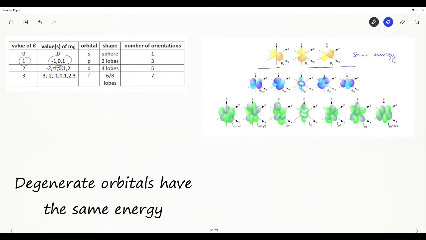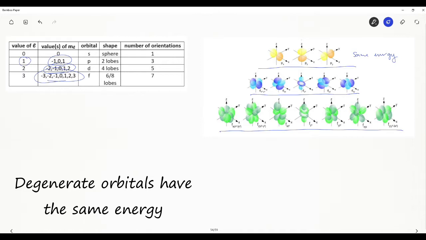Now remember, these can have different values of n. So you have your 2p orbitals, your 3p orbitals, your 4p orbitals, etc., etc. However, all of the 3p orbitals have the same energy. This applies also to the d and the f orbitals. So remember, d orbitals have 5 values of ml, f orbitals have 7 values of ml. And again, if you're looking at the picture here, these are all degenerate orbitals. Again, with the f's, these are 7 degenerate orbitals. They all have the same energy.